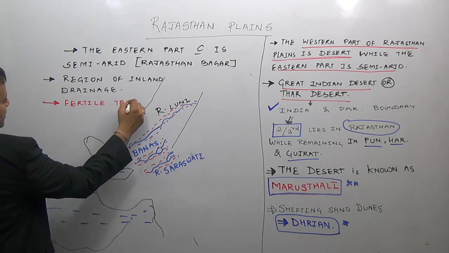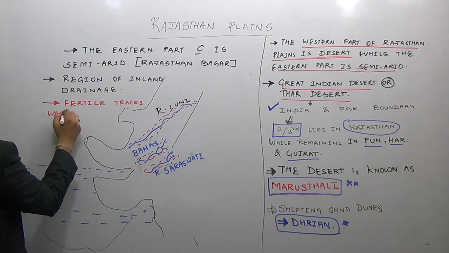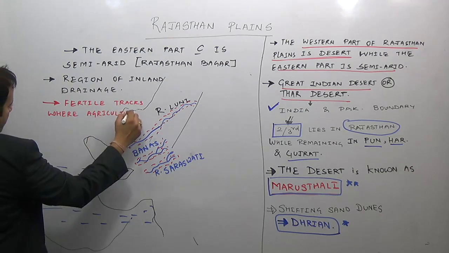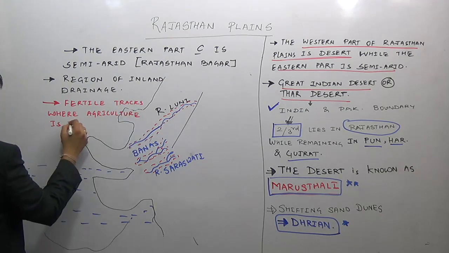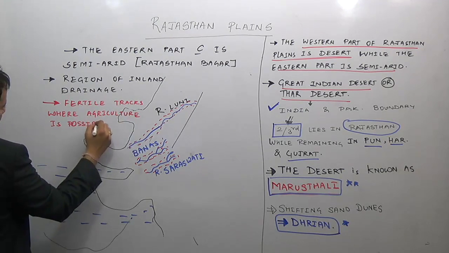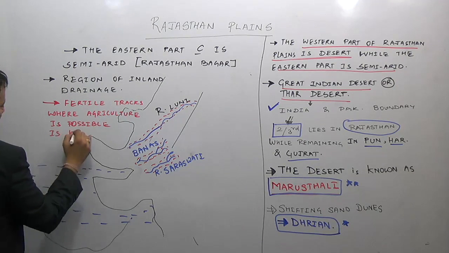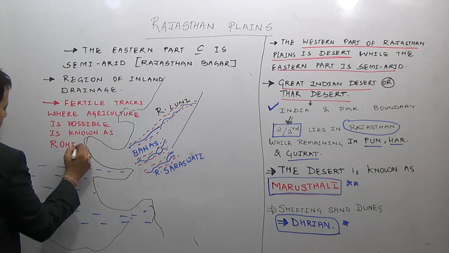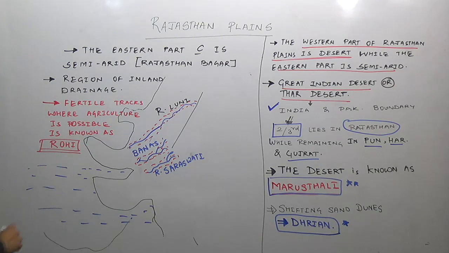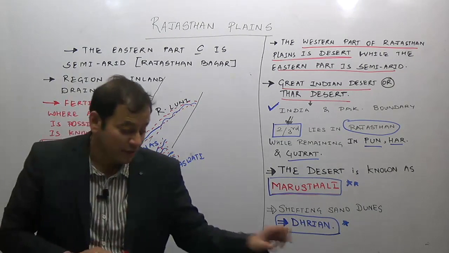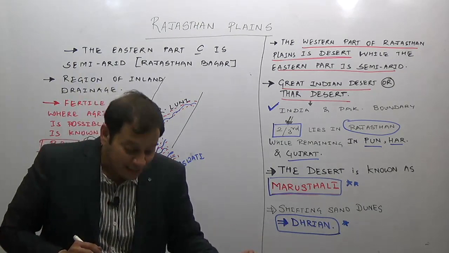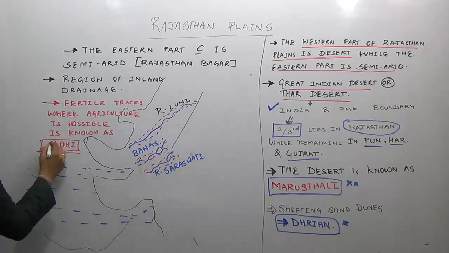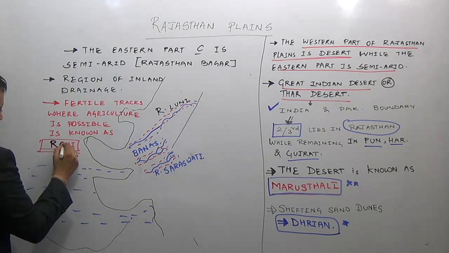Fertile tracts where agriculture is possible are known as Rohi. So this is one more local word which you have to remember. What is a Rohi? A fertile tract in the desert region which is drained by the seasonal rivers, where agriculture is possible, is known as Rohi.